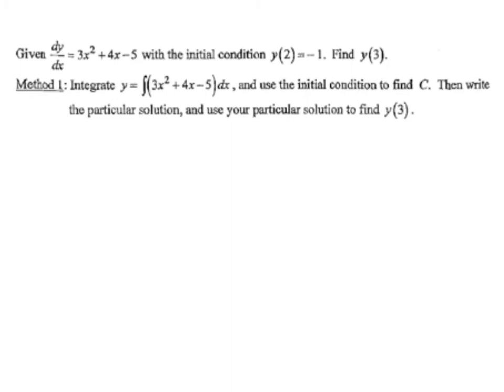Okay, so on this next example, we're going to revisit the particular solution. We're given the derivative of a function. Here's the derivative of a function with an initial condition, and then we want to find this additional condition, y of 3. All right, so we need the function y. So the first thing we're going to do is integrate, and then we're going to use the initial condition to find c, and write the particular solution, and then use that particular solution to find y of 3.